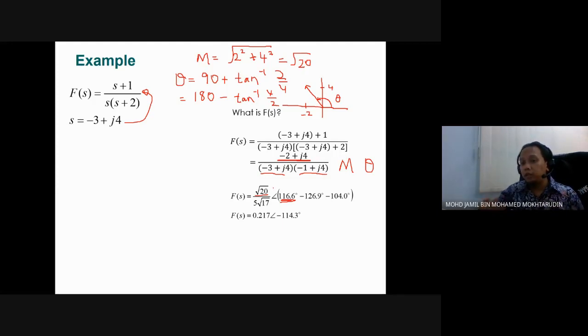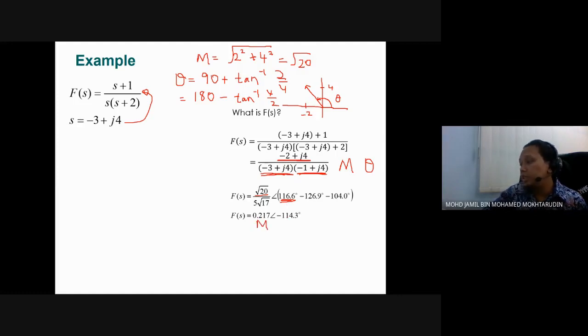Then you calculate the overall magnitude and angle. For the overall magnitude, simply find the product of the magnitudes of the zeros divided by the product of the magnitudes of the poles. So square root 20 divided by 5, which is the magnitude of this, times square root 17, the magnitude of this. So you get the final M.